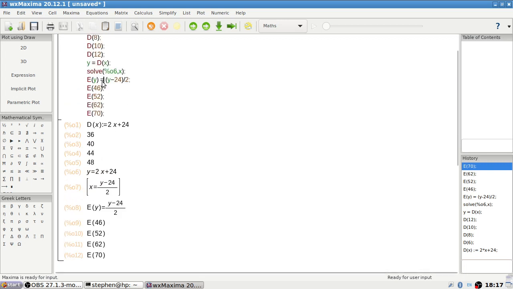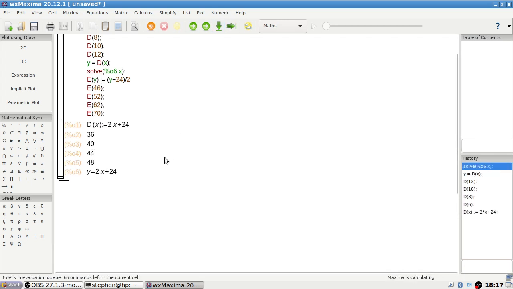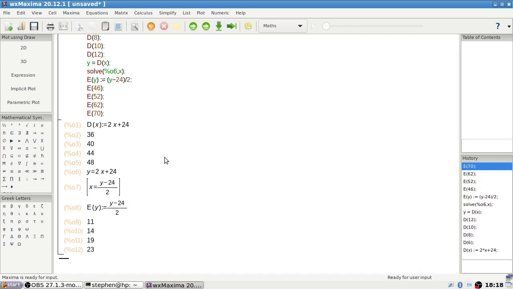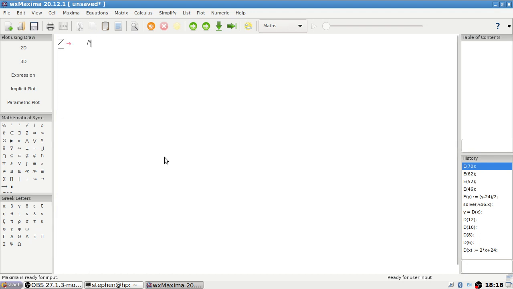Oh, I never put my code on. It didn't compute. There we go. 46, 52, 62, and 70. Okay, that looks okay. Let's continue. Okay, this is now 219.